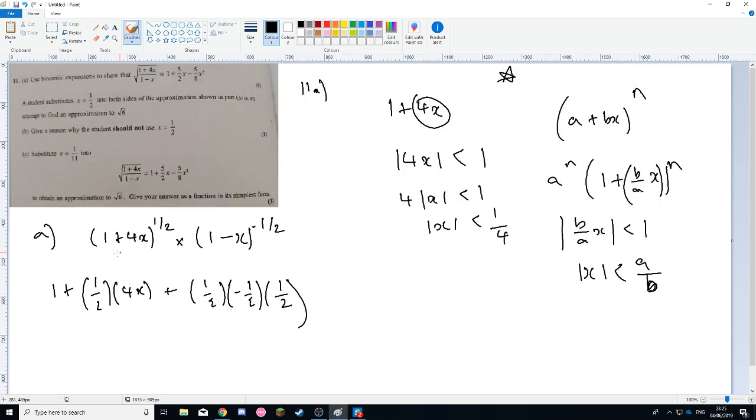Okay, but this is still for the first expansion, by the way. So this is all for the first expansion. 1 plus nx plus n(n minus 1) over 2 factorial x squared, with 4x squared. Now the squared applies to both the 4 and the x. Keep that in mind. Okay.